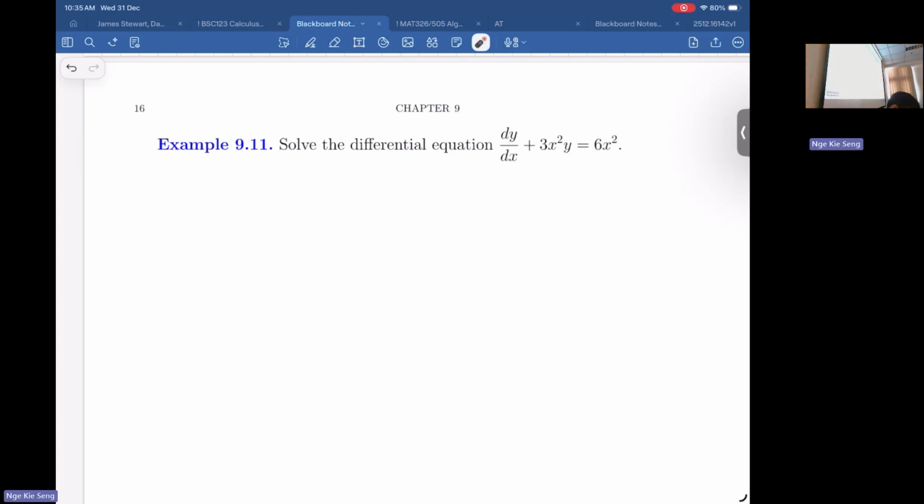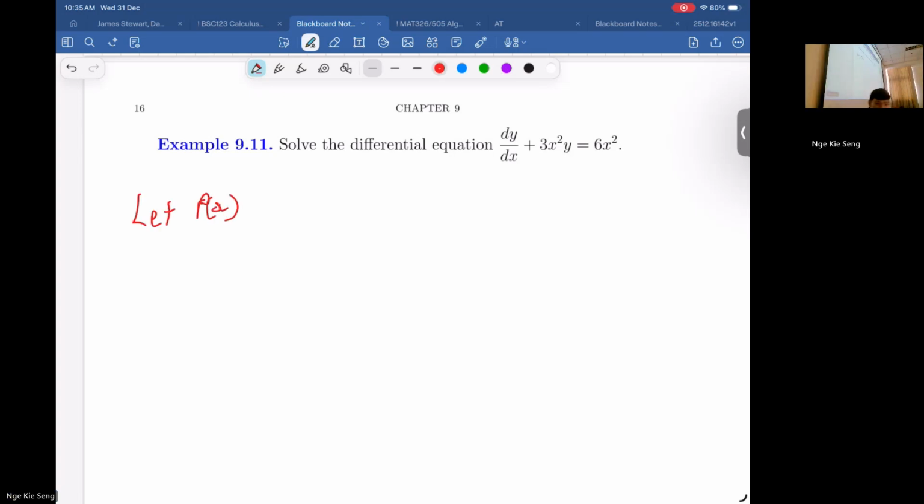Okay, so what's your P(x) here? What's your P(x)? Jose, what's your P(x)? Your P(x)? x squared. Good. And then you can find your I(x).